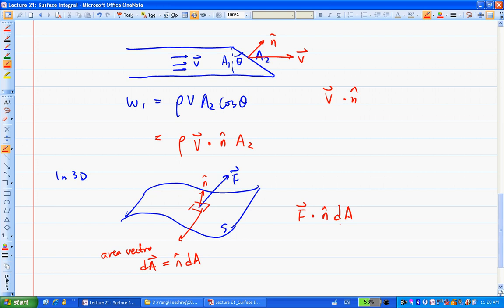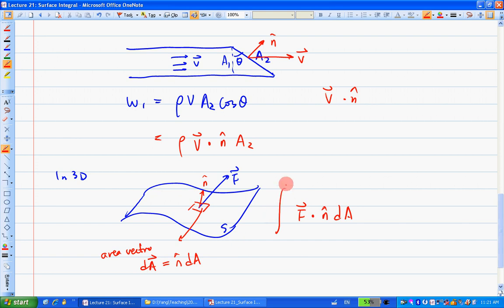And this is only for one little area here. Of course, if you're looking for the flux passing through the whole S here, we're going to have an integral over this surface S. Now the only trick here is, when I use the integral, how many integrals should I add? Should I use a single integral, double integral, triple integral, or even more than that?